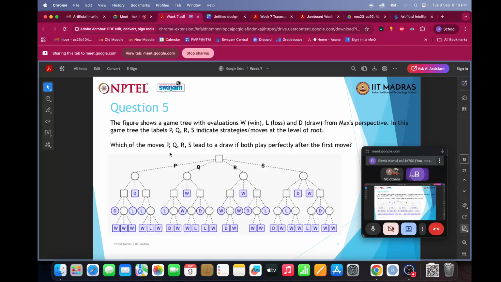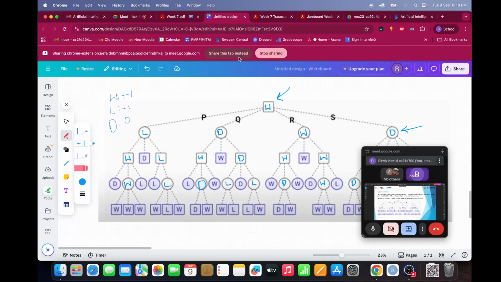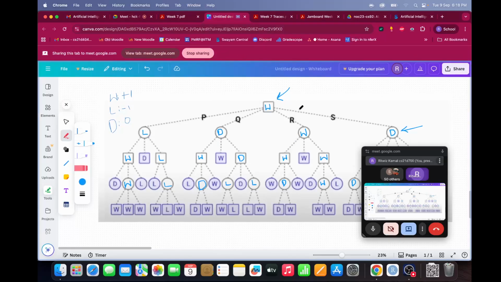Another question: what will you do if there are two W's? In that case, it will follow either of those strategies. So there again we can pick and choose and say that this is the best path, or decide based on the number of nodes or moves.